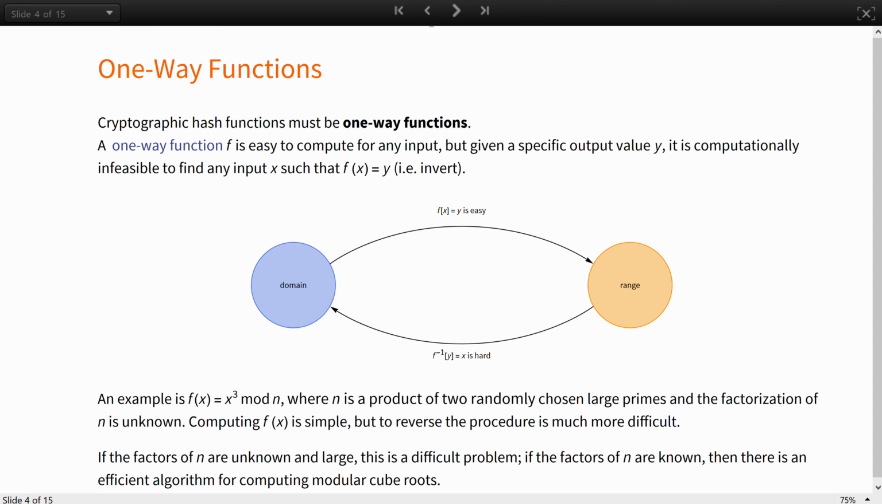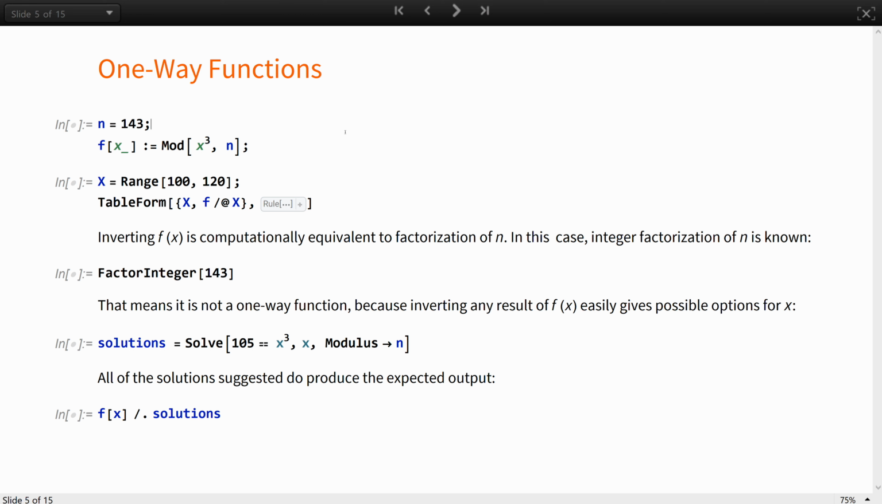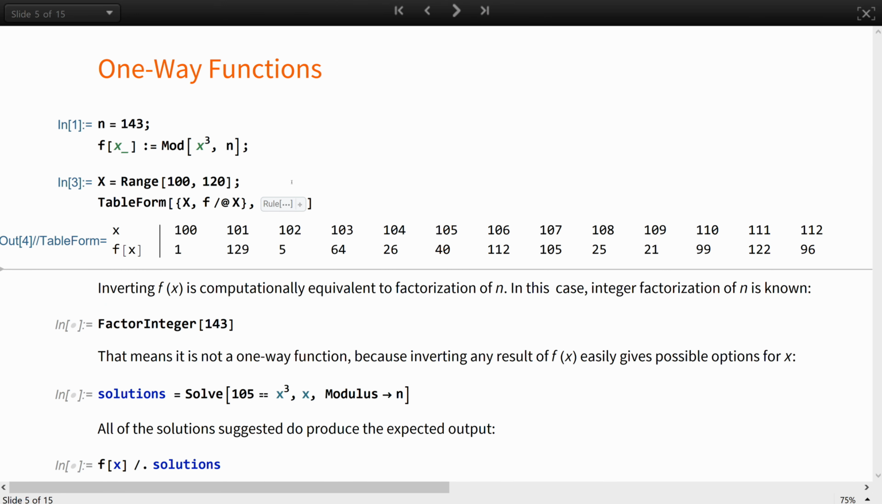If the factors of n are unknown and large, this is a difficult problem for which no efficient non-quantum algorithm is known. However, if the factors of n are known, then there is an efficient algorithm for computing modular cube roots. Here is an example of x cubed modulo n for a small n. Here n equals 143. Let's build a table of some values of x and see what the result of computation of f would be.